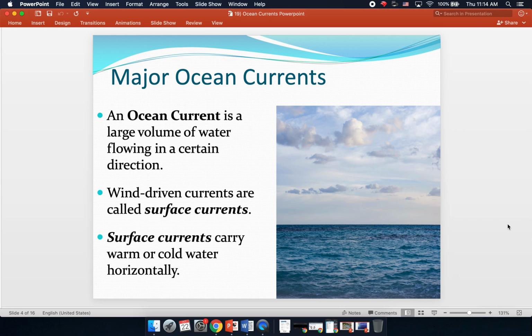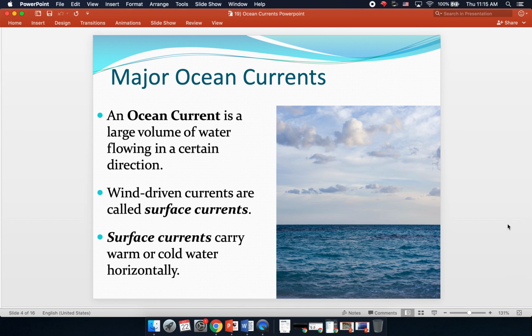Major ocean currents. An ocean current is a large volume of water flowing in a certain direction. A lot of times people describe these as rivers of water within the ocean, so you can kind of think of it like that. It's like a river of water surrounded by water. I know it sounds strange, but that's more or less how ocean currents behave.